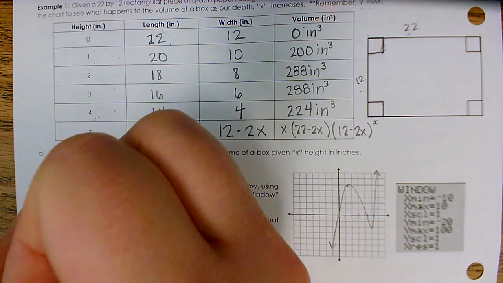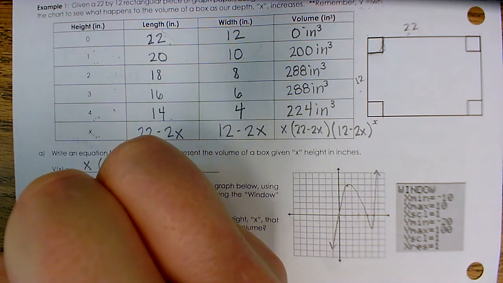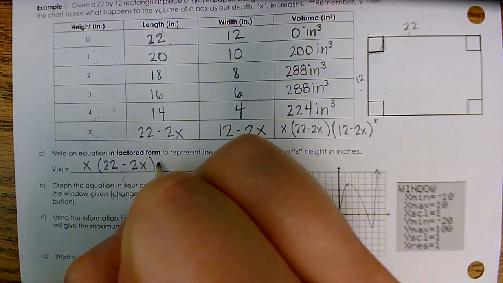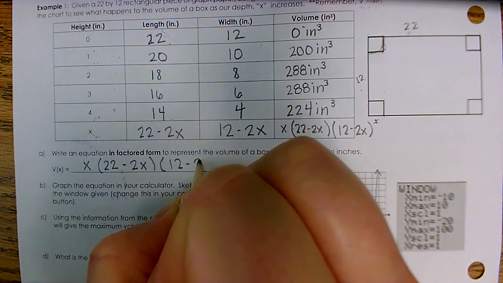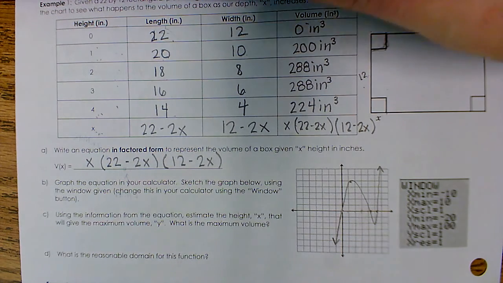So this would be x times (22 minus 2x) times (12 minus 2x). So there is our factored form of our equation.